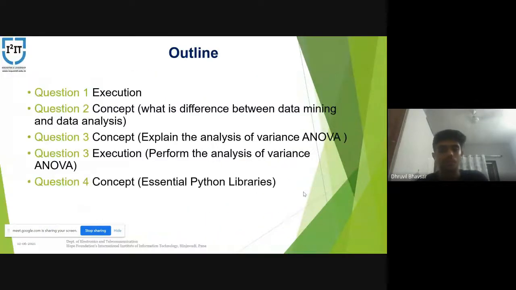So the outline of this presentation is: question one is a simple execution, and then it is followed by question two where a concept is given, and then in question 3 there are two types, concept and execution, which is followed by question number 4, which is a concept.